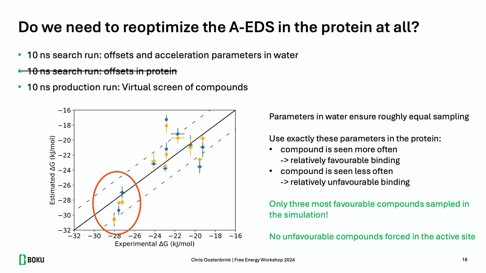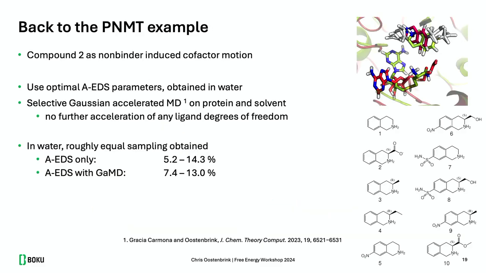Well, that's not so very relevant because they're all in the same range as well, but it was nice to see that that also worked. So we tried this also again on our PNMT example, the one where we had this disruption of the protein if we forced a non-binding compound in there, and there Oriol went a little bit further because he was also working on Gaussian accelerated MD for just the MD.